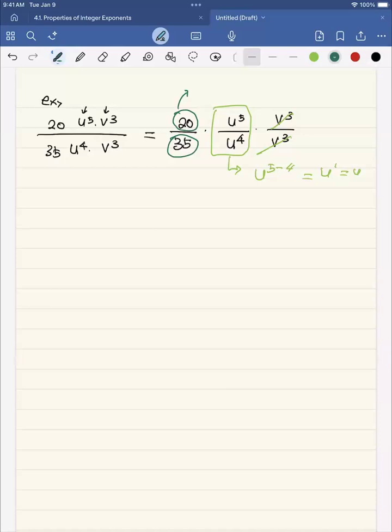This one is 4 times 5. This one is 5 times 7. When we have the same factor in the numerator and denominator, then those will cancel each other. So 5 will cancel each other in the first factor. So we have 4 over 7, and then the next factor is u.